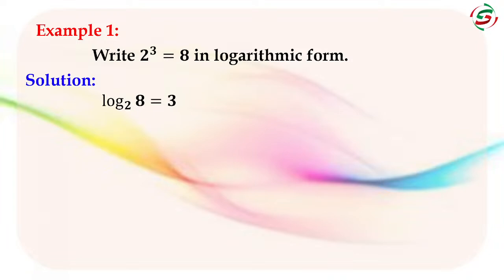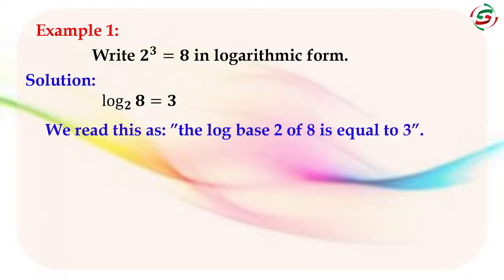Okay, next write down. 3 to the power of 3 is equal to 27. Done? Yes, Altaf, what did you write? Log 27 base 3 is equal to 3. Is it right? Good. See how to read this.